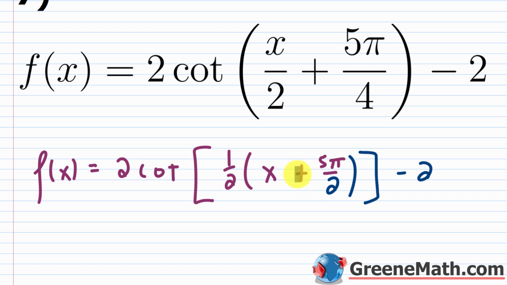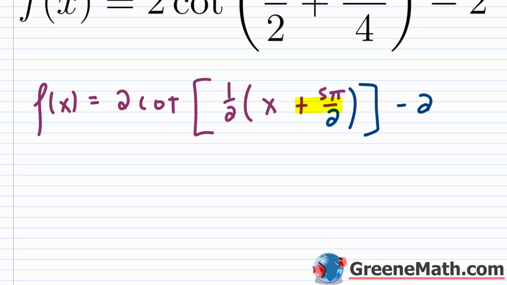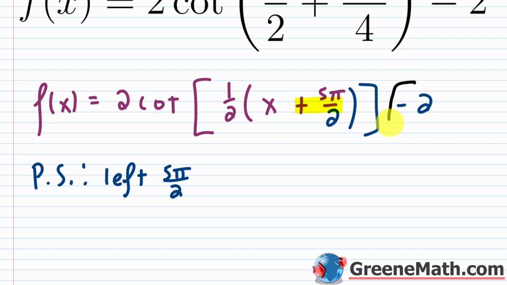So when we think about the phase shift, again, we're focused on that part right there, and we want to undo that. So we would want to subtract away 5 pi over 2. So for the phase shift, we're going to go to the left by 5 pi over 2. In terms of the vertical shift, again, this one's always the easy one to get. We just have that minus 2 on the outside there. So let's say that the vertical shift is going to be down 2.